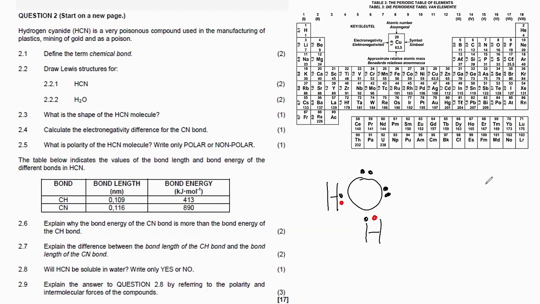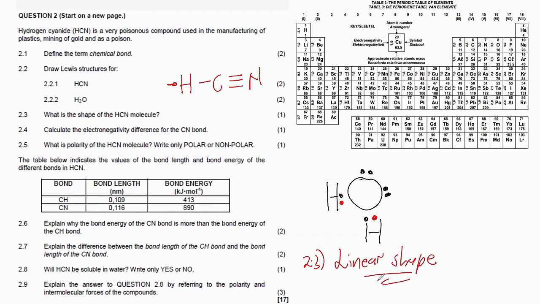So 2.3 is saying, what is the shape of the HCN molecule? Now, from the drawing of the HCN, we saw that we ended up having a single bond at this side with the carbon. And then this side here, we had a triple bond, right? So looking at this, we can see that this kind of gives us a linear shape, right? So this is just a linear shape.